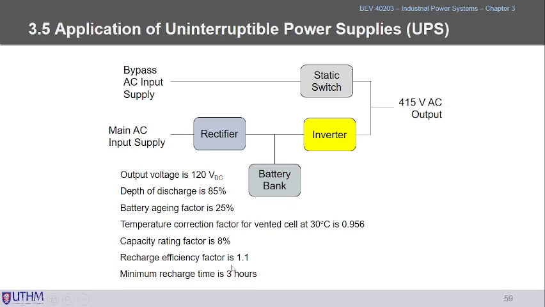And these are the factors that we need to consider for the battery. For example, the output voltage is 120 VDC, the DOD is 85% in this case. The battery aging factor is 25, temperature correction is 0.956, capacitor rating factor is 8%, recharge efficiency factor is 1.1, and minimum recharge time is 3 hours. That means we need to recharge it within 3 hours only.